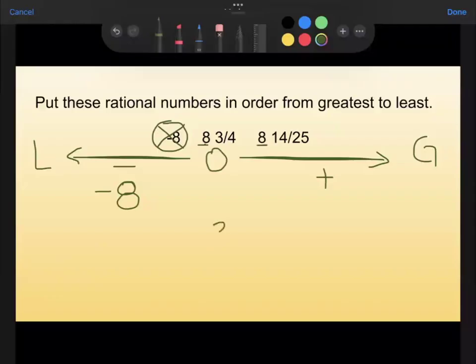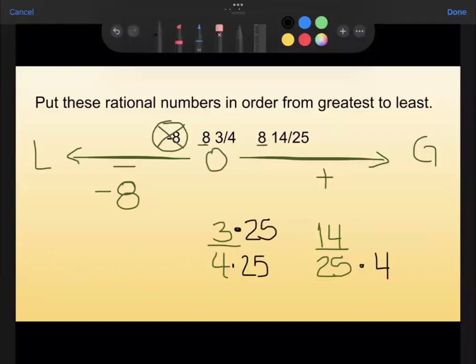So I'm going to bring those down here so I can compare them. 3/4 and 14/25. Now I can't multiply 4 times something to get 25. That's not going to work. But I do know of a common multiple of 4 and 25, and that is 100. That's what happens if I multiply the two denominators by each other. So if I do this times 25 and this times 4, I'll get 100 for both. And so I can compare them that way. I just need to do this times 25 as well, and this times 4 as well.